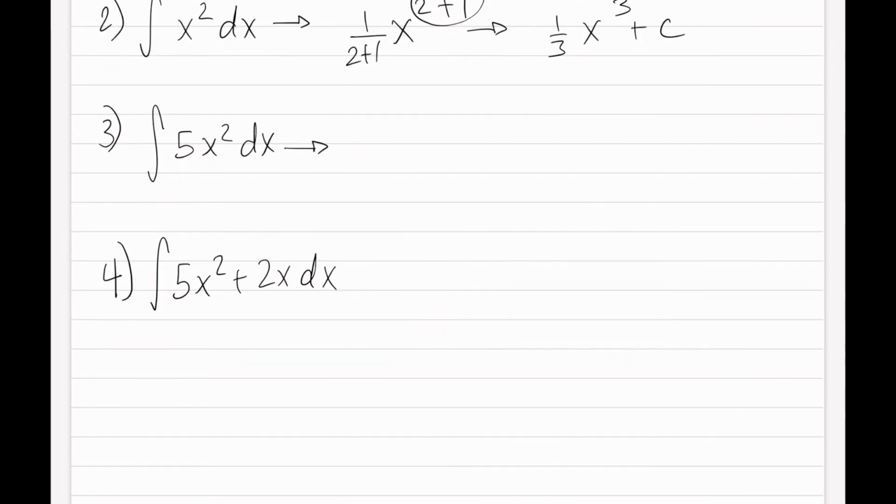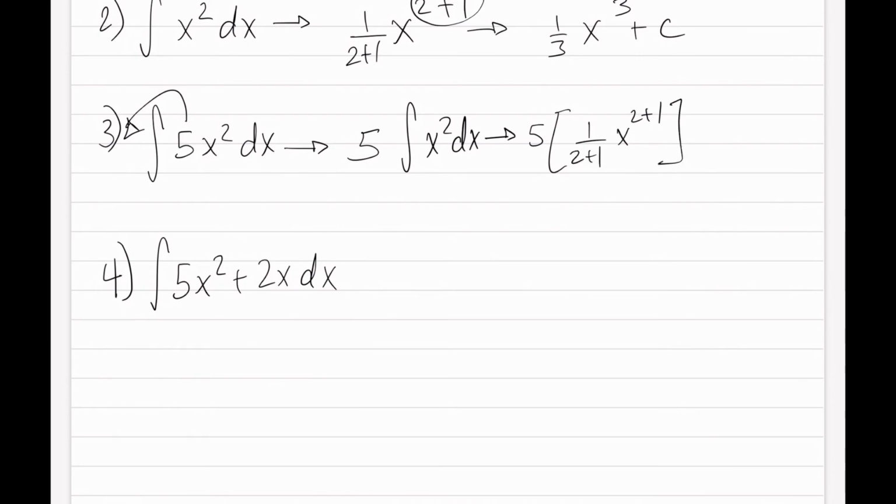Let's try another question. Here we have 5x squared. 5 is a constant, so 5 can actually come out. Since it's constant, it's not going to be changing. You're going to get 5 times the integral of x squared dx. That'll give you 5 times x to the 2 plus 1 over 2 plus 1. That'll give you 5 times 1/3 x cubed plus c.